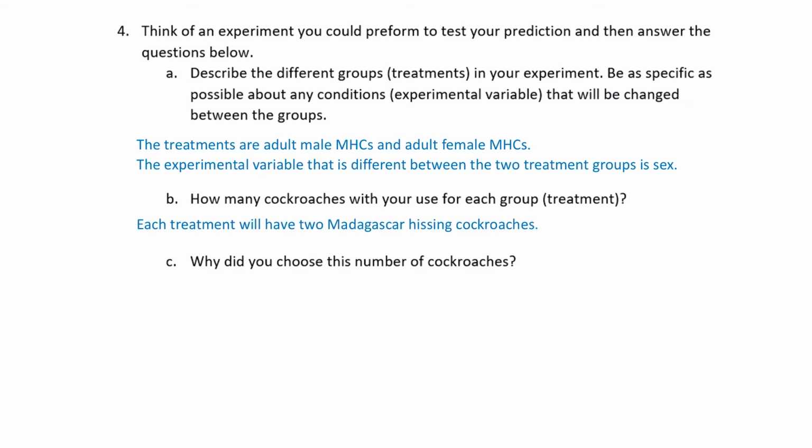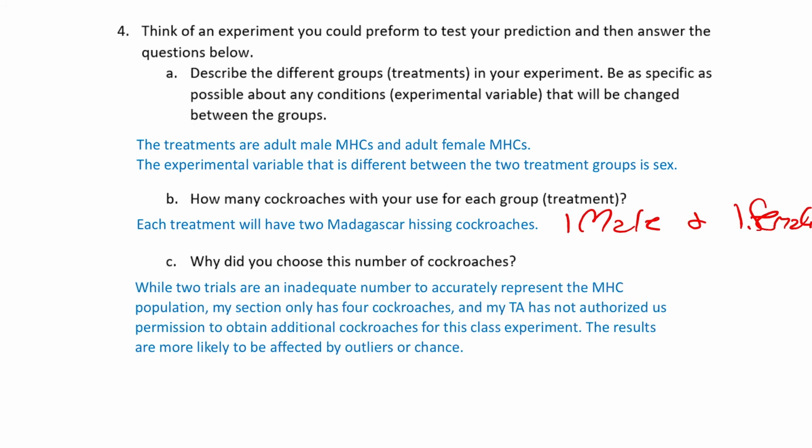So B, how many cockroaches will you use for each group or treatment? Each treatment will have 2 Madagascar hissing cockroaches. So it'll have 1 male and 1 female, okay? So this is why they will have 2 in this one. And then why do you choose the number of cockroaches?